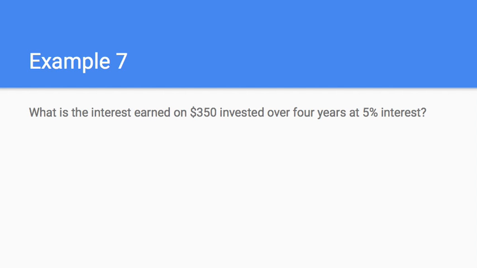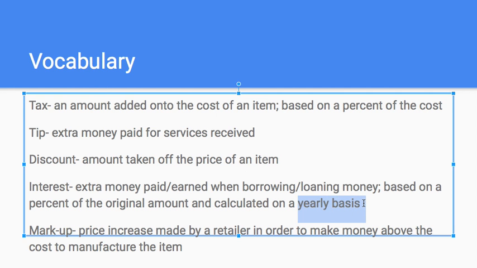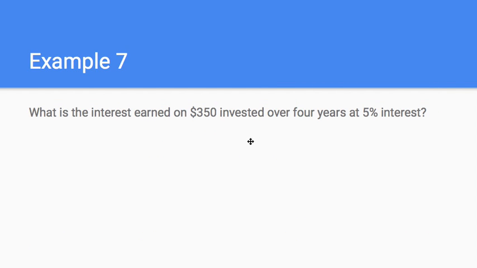Okay, we're looking at the last two examples, and I know this has been a lot. We're going to spend a couple days on this, but because the process is all pretty similar, I wanted to put them all together. So now we're going to look at interest. Now, the thing to remember about interest is it is calculated on a yearly basis. So when you look at that percent, that's the percent that you're going to make over 1 year's time. Okay? So what is the interest earned on $350 invested over 4 years at 5% interest? We're going to use our equation.